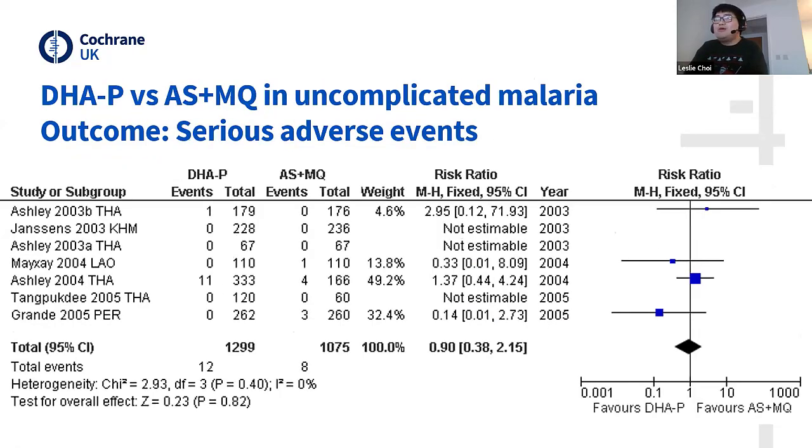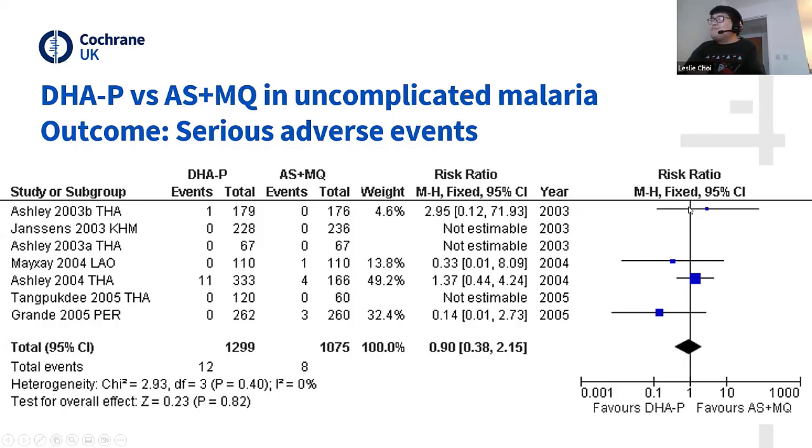Right, so let's get on to something that might be a bit more questionable. So these are two different types of artesunate combination therapy that are used to treat uncomplicated malaria. And the outcome here is serious adverse events. So you can see just from glancing at it that the confidence intervals, again, appear quite wide.